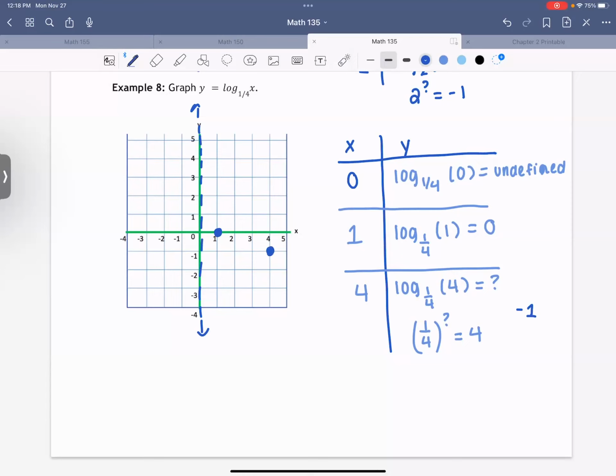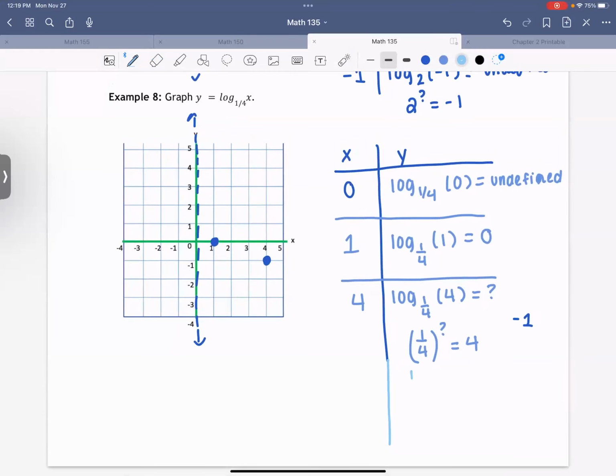Can you do that again step by step? Yeah. Basically, you could do 1/4 to the first power, 1/4 squared, and 1/4 cubed, and you're just not going to get this, right? Now we can try negative values, right? So this is 1/4 to the -1.